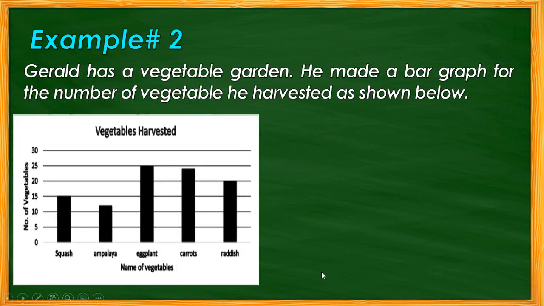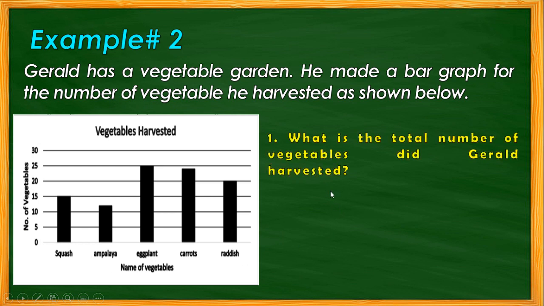For problem number 2, this would be Gerald's vertical garden. He has a vertical garden. He made a bar graph for the number of vegetables he harvested, as shown below. So this would be the graph of the vegetables harvested. On the left side, we have the number of vegetables, and this should be the name of the vegetable. So this graph is a vertical bar graph. Now, for question number 1, what is the total number of vegetables Gerald harvested?